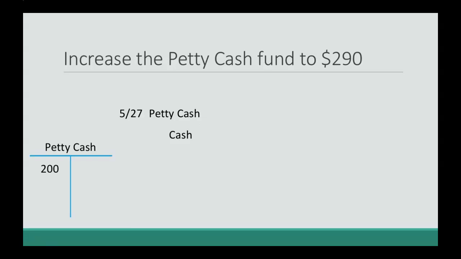If we make a T account for petty cash, going into this day, the only transaction that's affected the petty cash account itself is that first one where we debited 200. Well, we want the account to end up with a balance of 290. So, what are we going to debit to get from 200 up to 290? We need to debit 90 more to petty cash. So, we put 90 in for petty cash and cash.